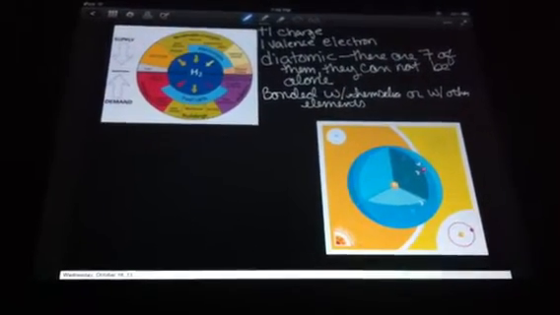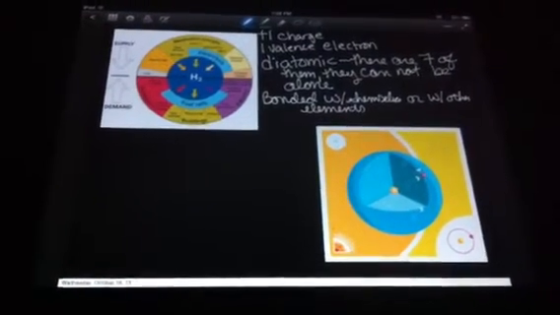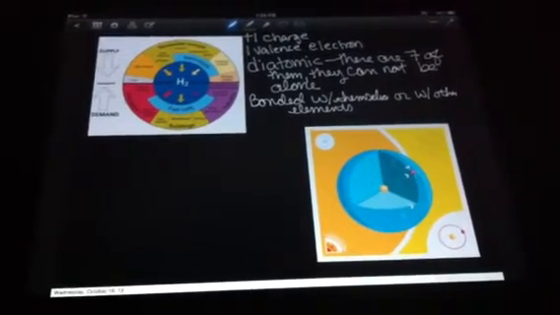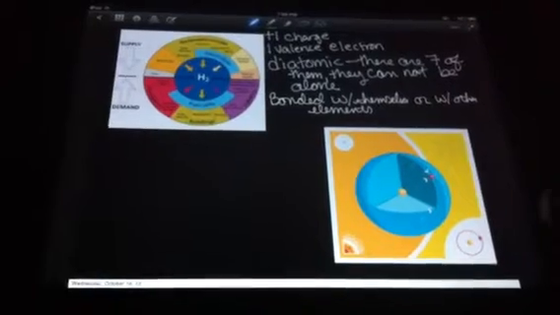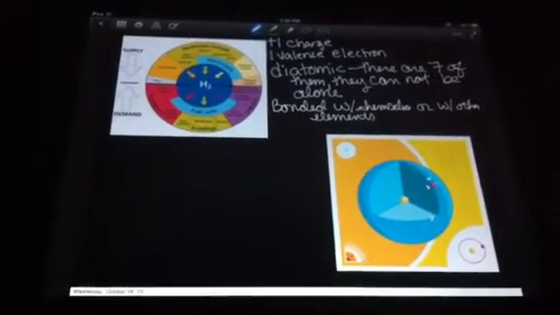Okay, this is dedicated to the major groups on the periodic table. The very first one, I did discuss this in the last video. I'm going to discuss it again. Hydrogen is a group itself. It has a +1 charge. It has one valence electron.